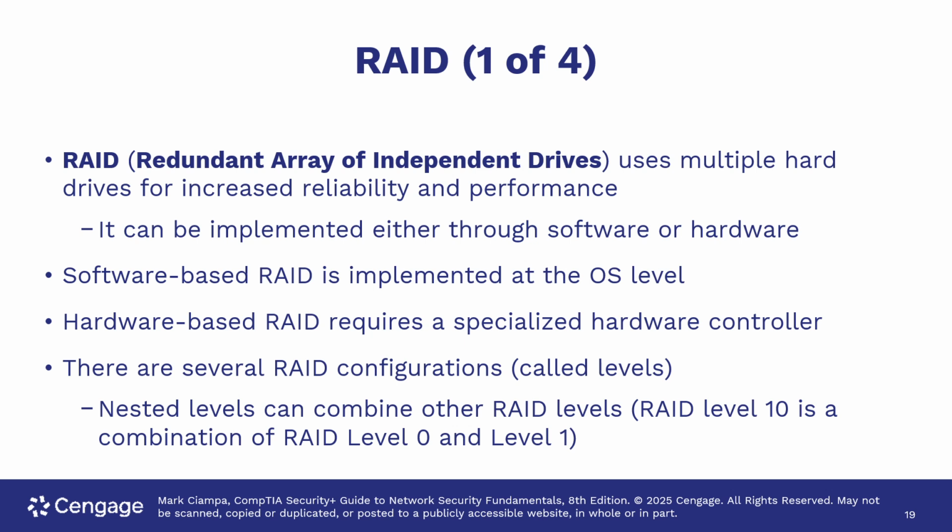So in that case, since we're putting more and more data on our computers, there's a new term called a redundant array of independent drives, called a RAID. It uses multiple hard drives for increased reliability and performance. It can be implemented either through software or hardware. Software-based RAID is implemented at the OS level. Hardware-based RAID requires specialized hardware controllers, and there are several RAID configurations called levels. RAID level 10 is a combination of RAID level 0 and level 1.